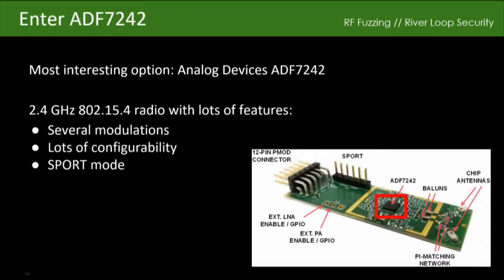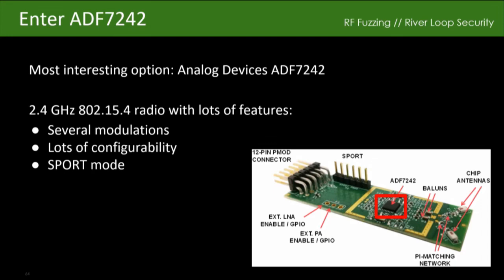That led me to the ADF7242, which is a really interesting chip made by Analog Devices. It's a 2.4 gigahertz transceiver that supports a whole bunch of modulations, including 802.15.4. It also does arbitrary FSK, and I think it does Bluetooth and Bluetooth Low Energy too. It's a super, super powerful radio.